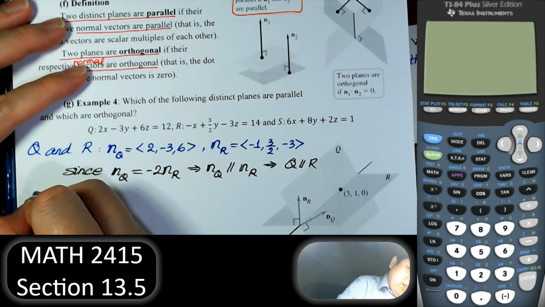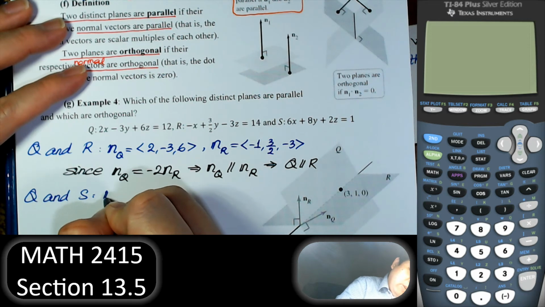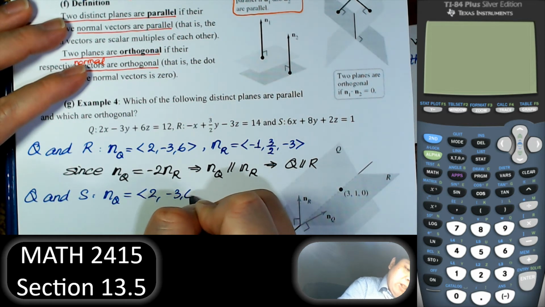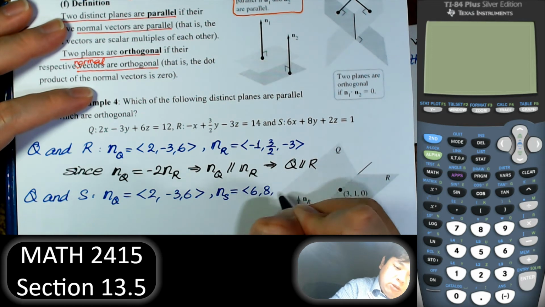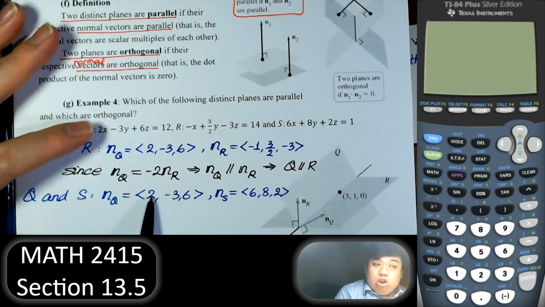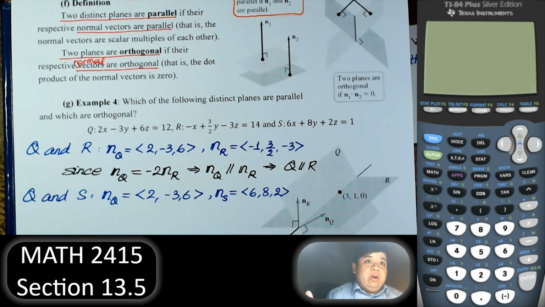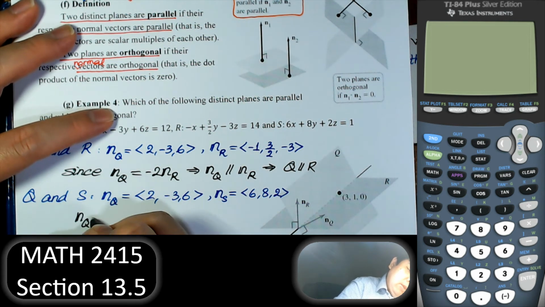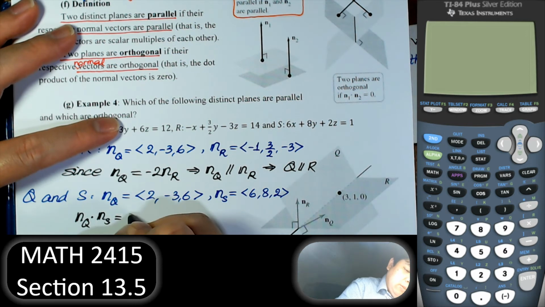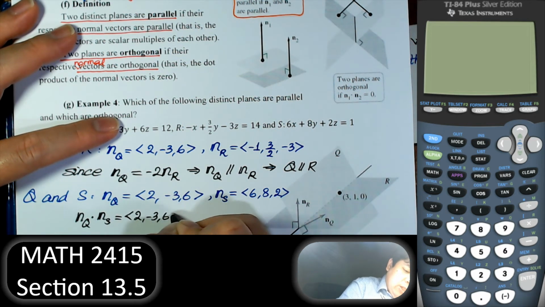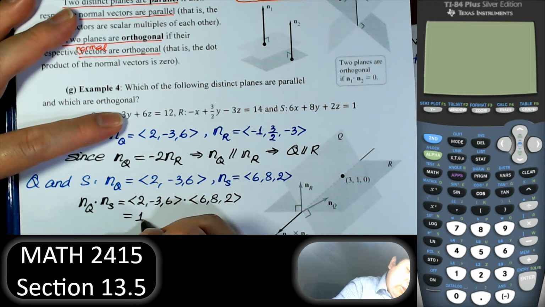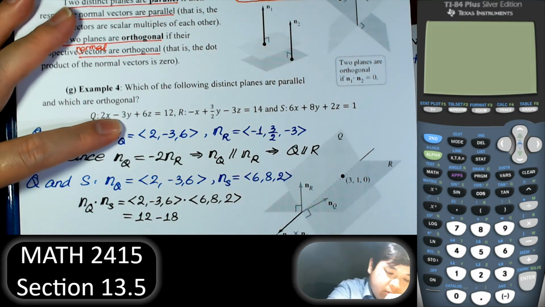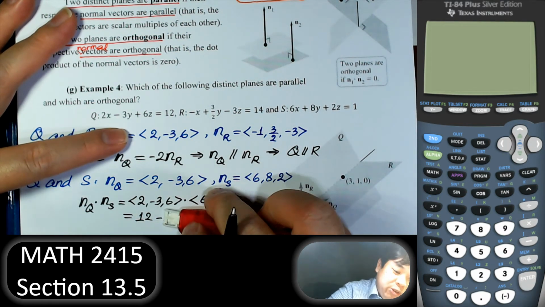Alright. And then Q and S. We still have NQ: 2, -3, and 6. And then NS: 6, A, and 2. Looks like they're not a multiple of each other. So if they are not parallel, are they orthogonal? Let's check real quick. NQ dot product with NS: 2, -3, and 6, with 6, A, and 2. Dot product gives us 12 minus 18. If I multiply correctly, it would be 24, 3 times 8.